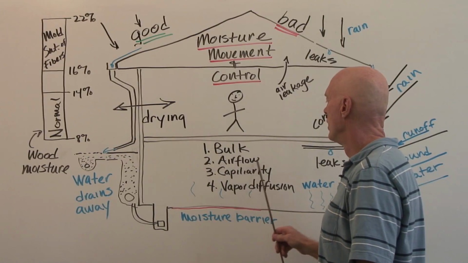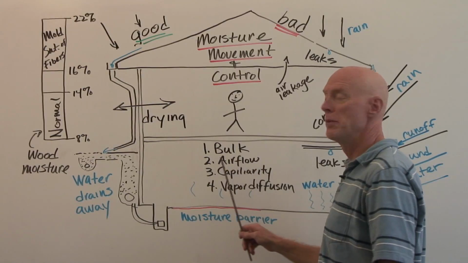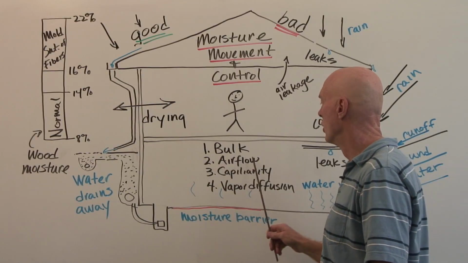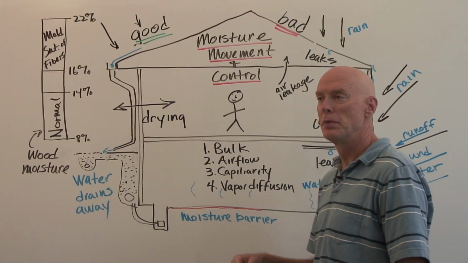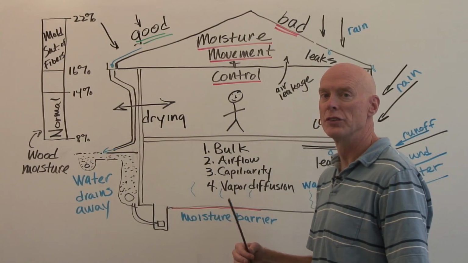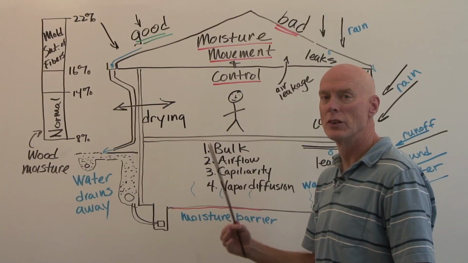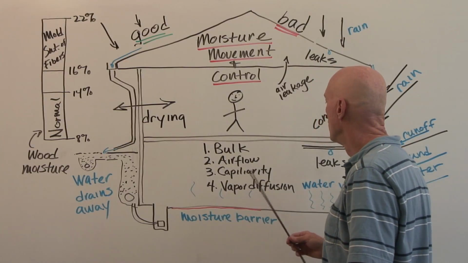airflow, so that we have water vapor in the air, and the air flows between indoors and outdoors, and between indoor spaces and intermediate zones like crawl spaces and garages and attics.